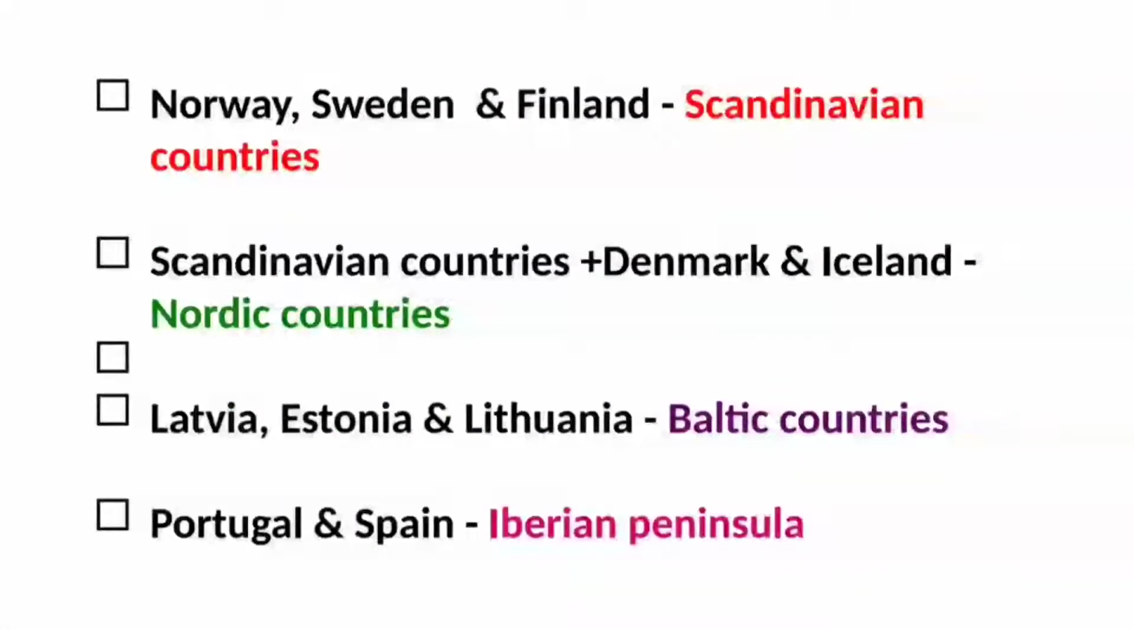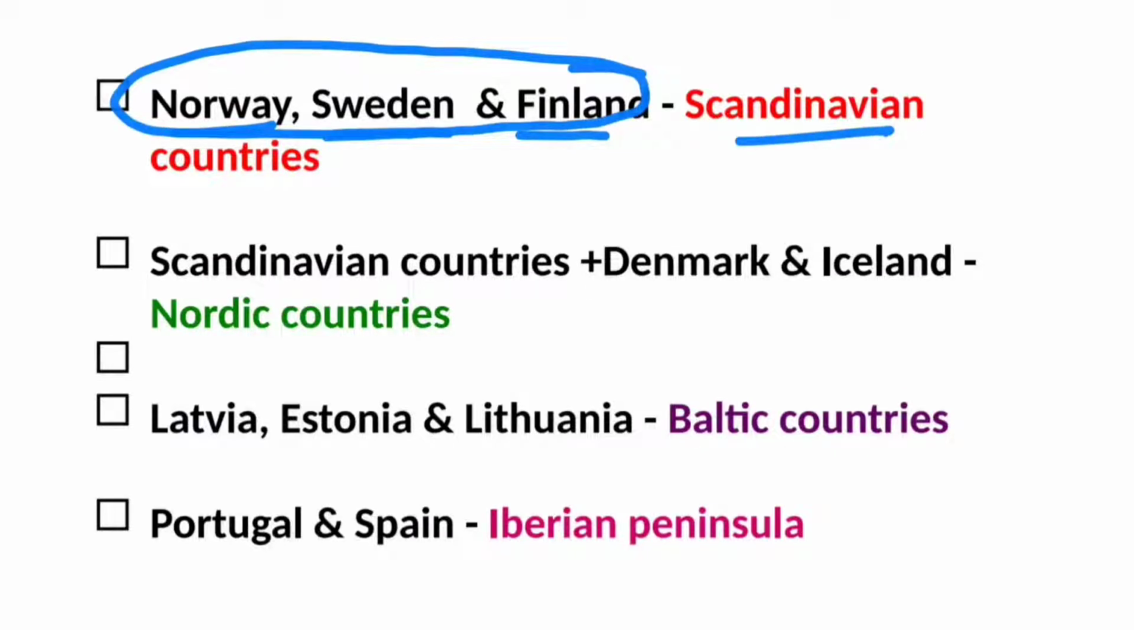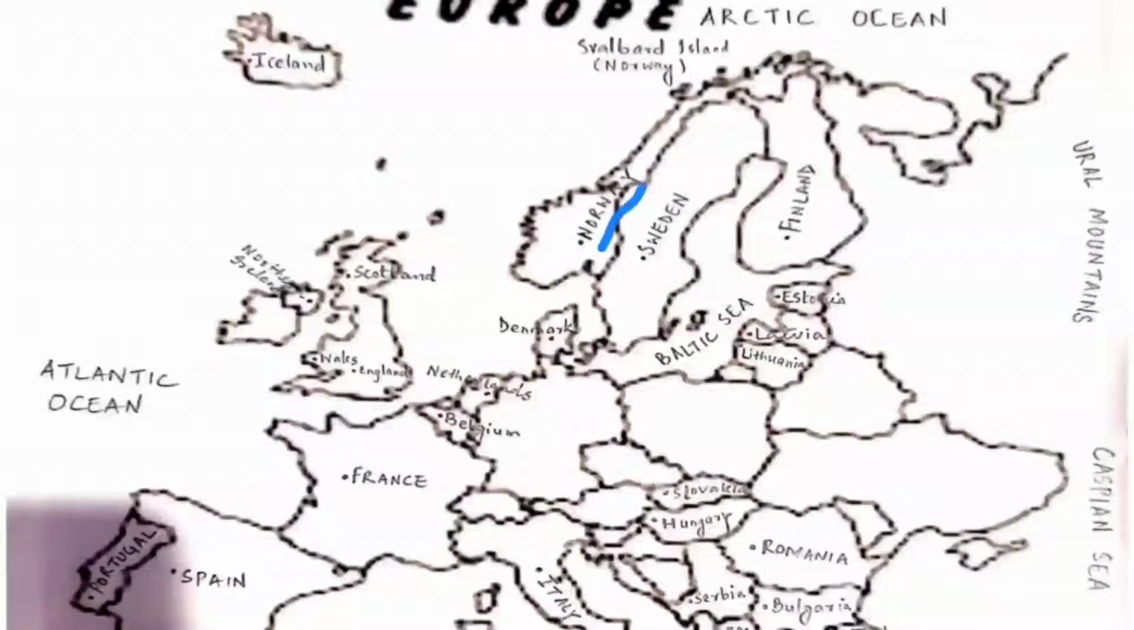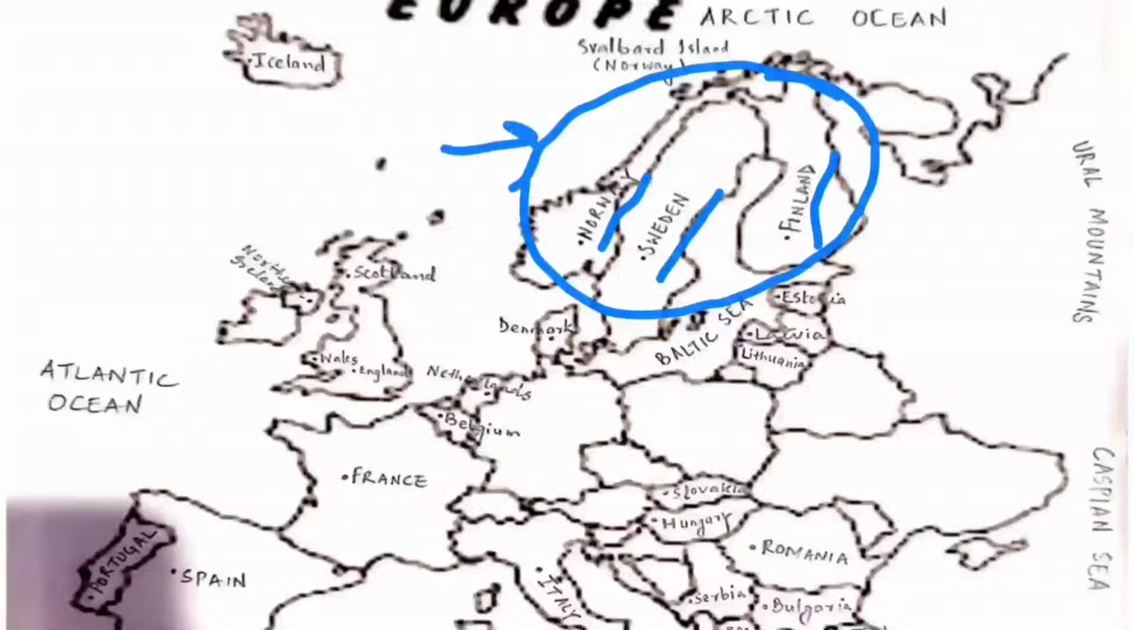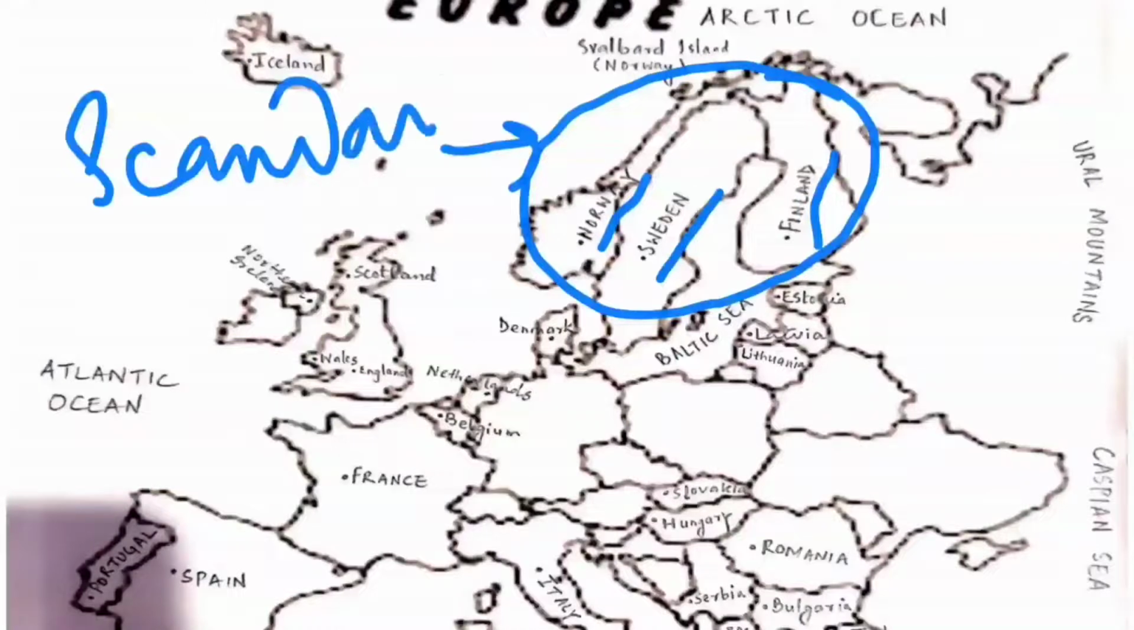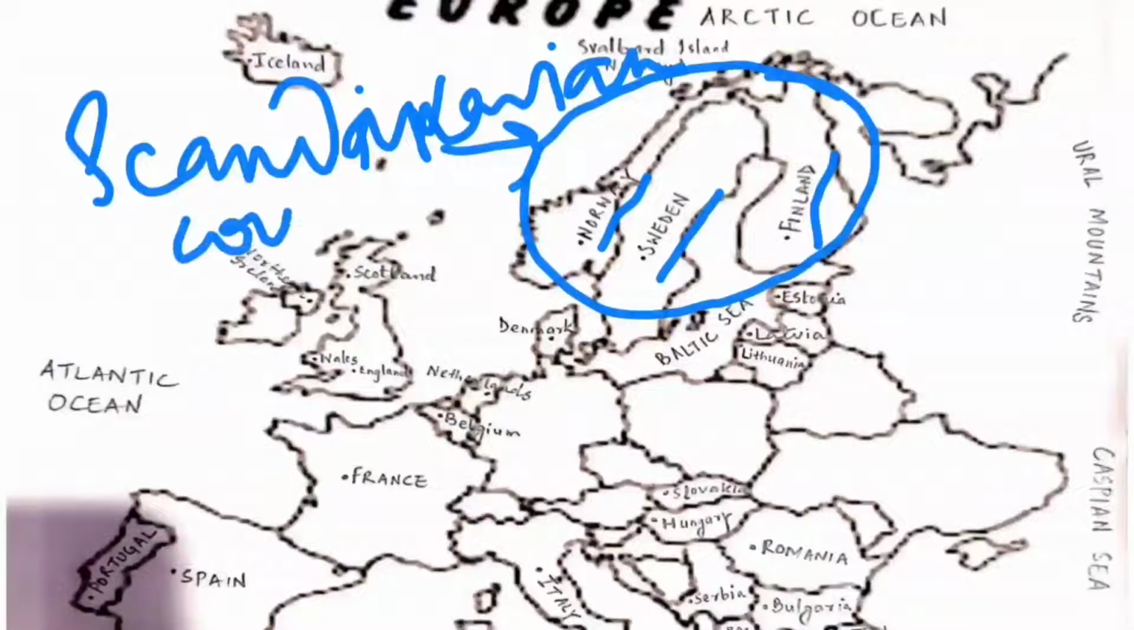Moving forward, there are a few things we need to know, and these are Norway, Sweden and Finland. Together these three countries are called the Scandinavian countries. Let's have a look at the diagram. This is Norway, this is Sweden and this is Finland. And that is why this whole area is called the Scandinavian countries. I hope this is clear.